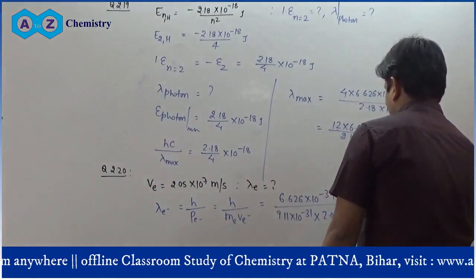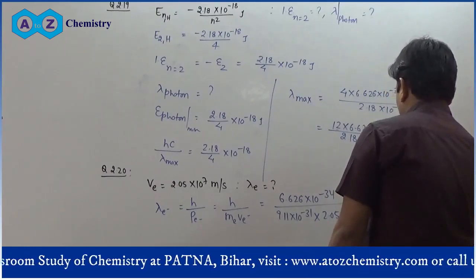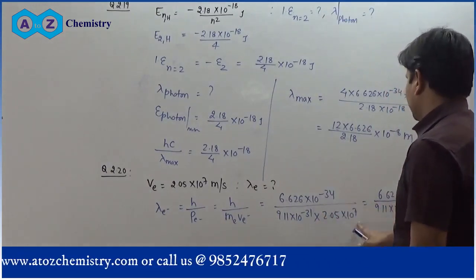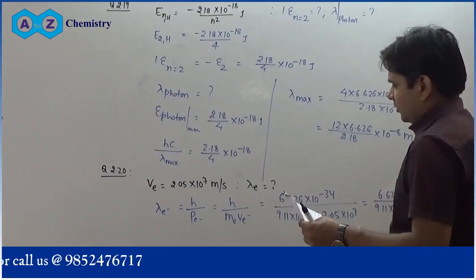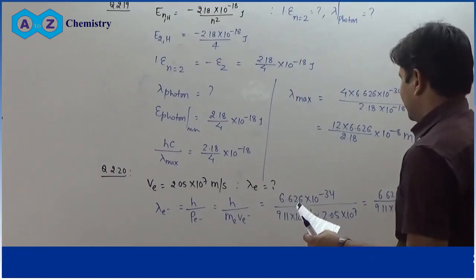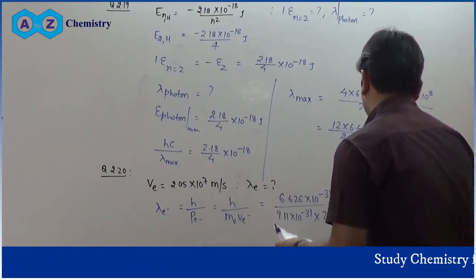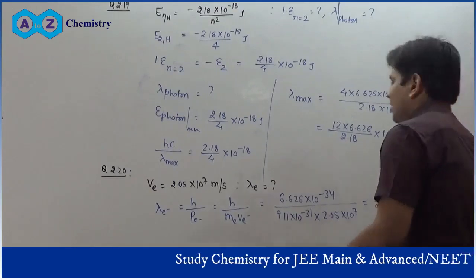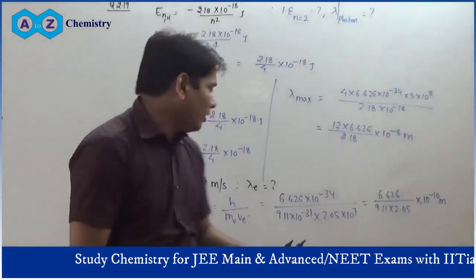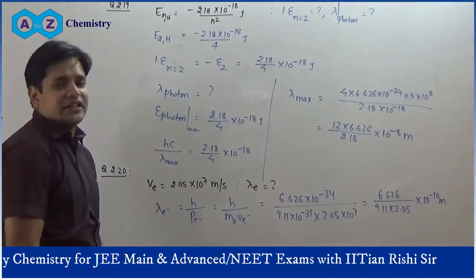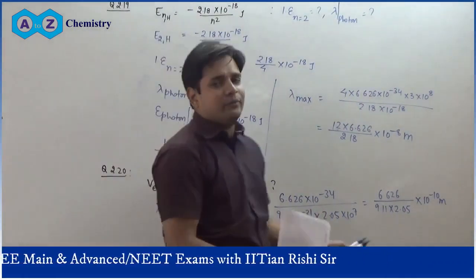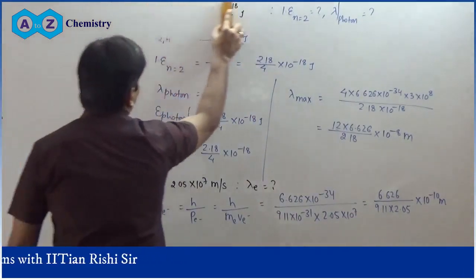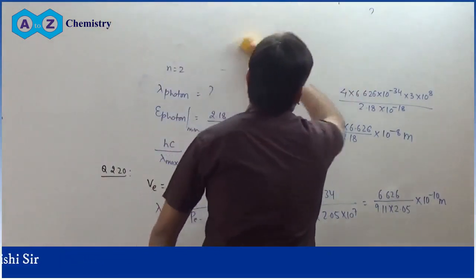That is going to be equal to 6.626 divided by 9.11 × 2.05 × 10^-3, and this is going to be equal to 10^-10 meter. This is the wavelength of the electron moving with a speed of 2.05 × 10^7 meter per second. Simply we have to calculate the de Broglie wavelength, because the electron is a particle. If an electron has a wavelength, it will definitely be the de Broglie wavelength.